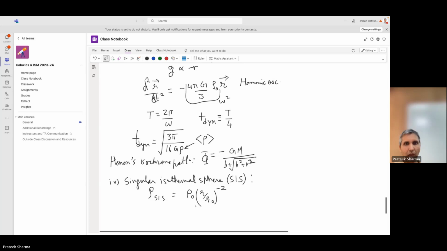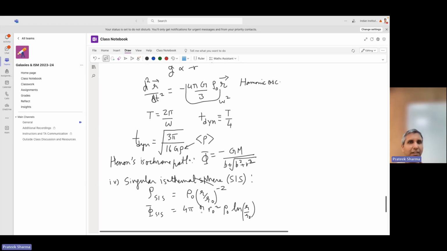Okay. And you can see the mass enclosed, which is the integral of 4 pi r squared rho dr, is proportional to r in this case, since the integrand goes as 1 by r squared dr. As you go farther and farther out, more and more mass is enclosed. That's why it's a good model for a dark matter halo. Okay, and the potential for this is given by 4 pi G r naught squared times rho naught times log of r by r naught.